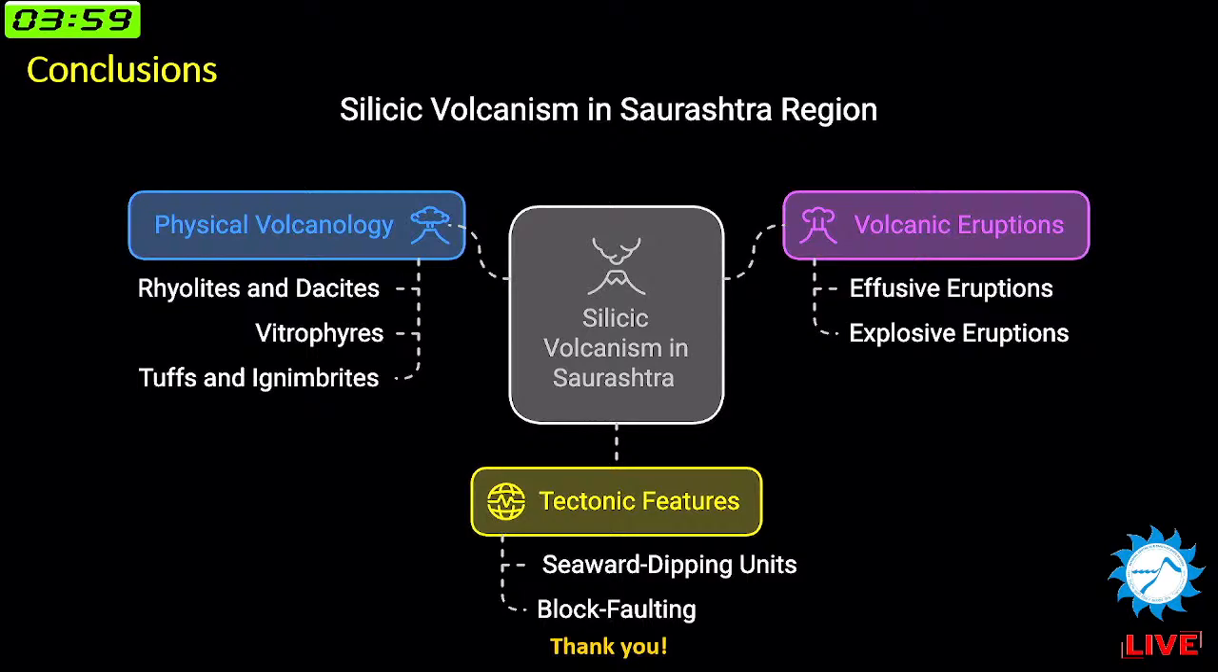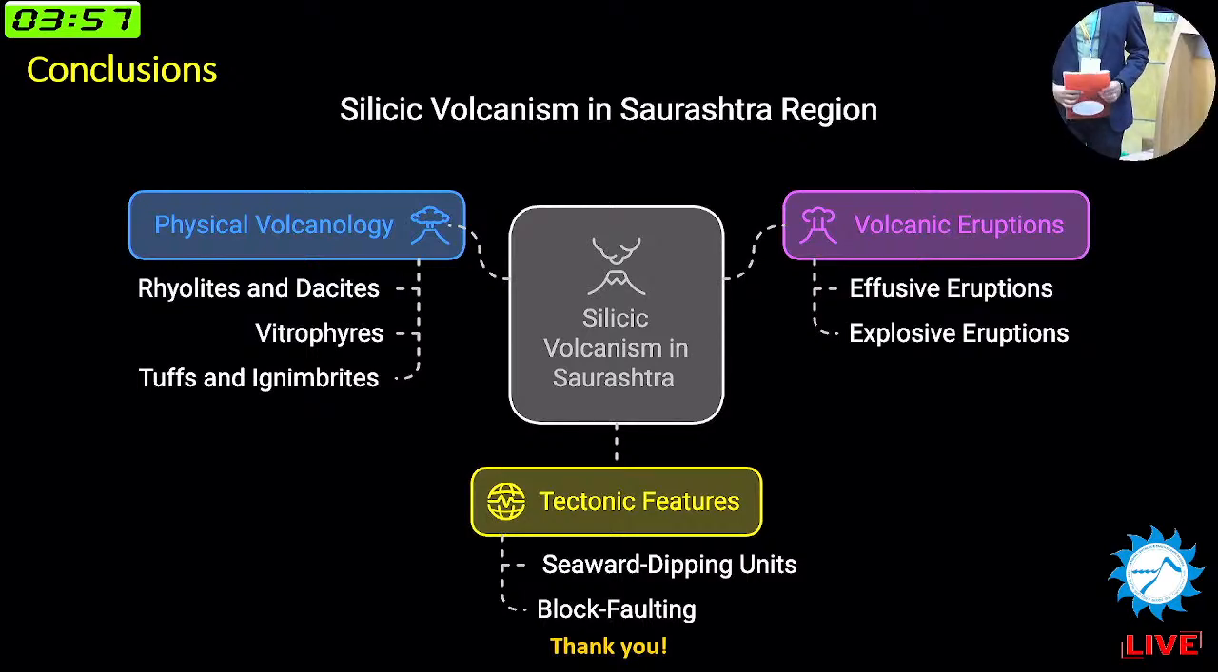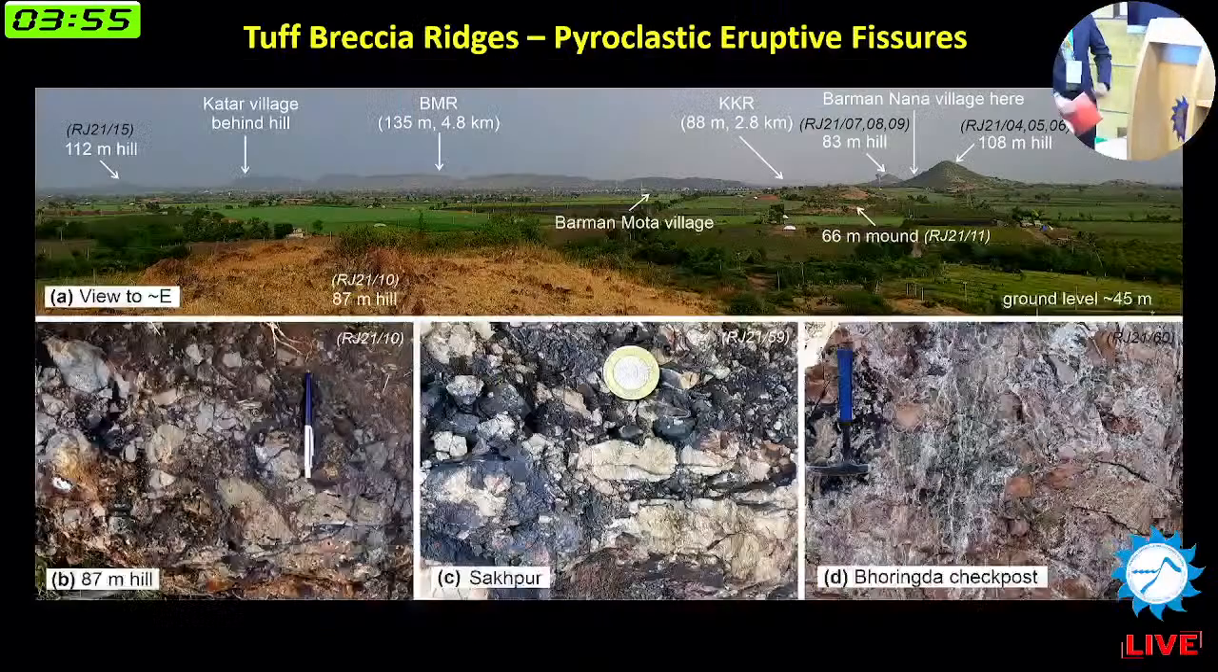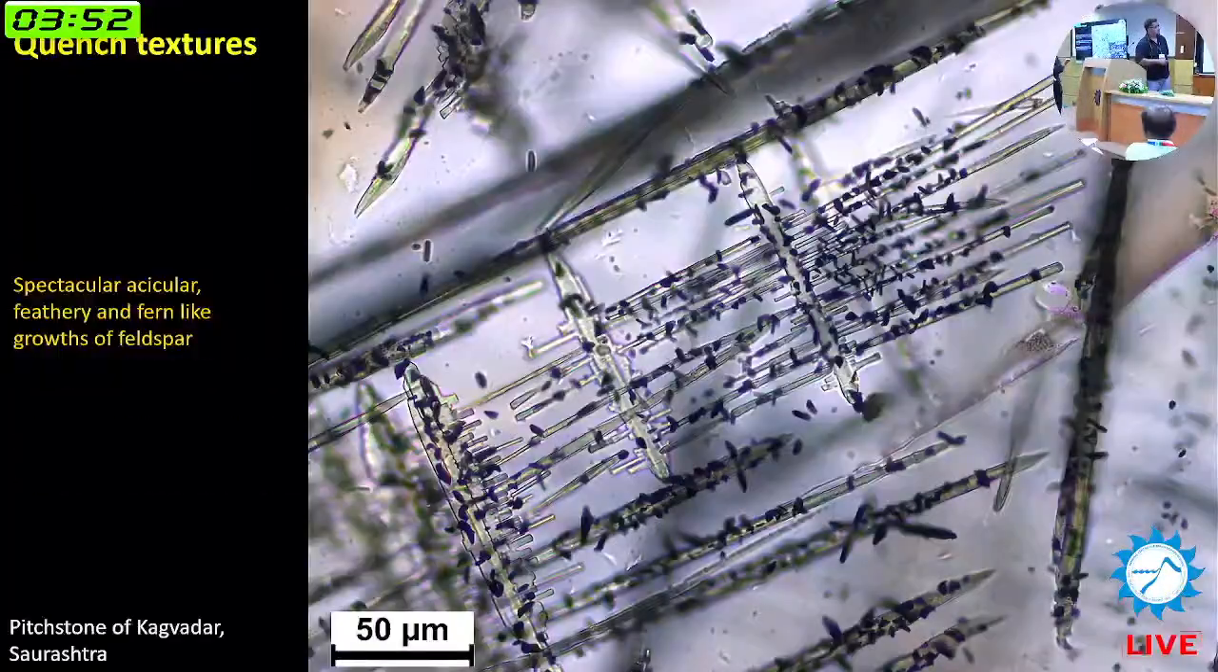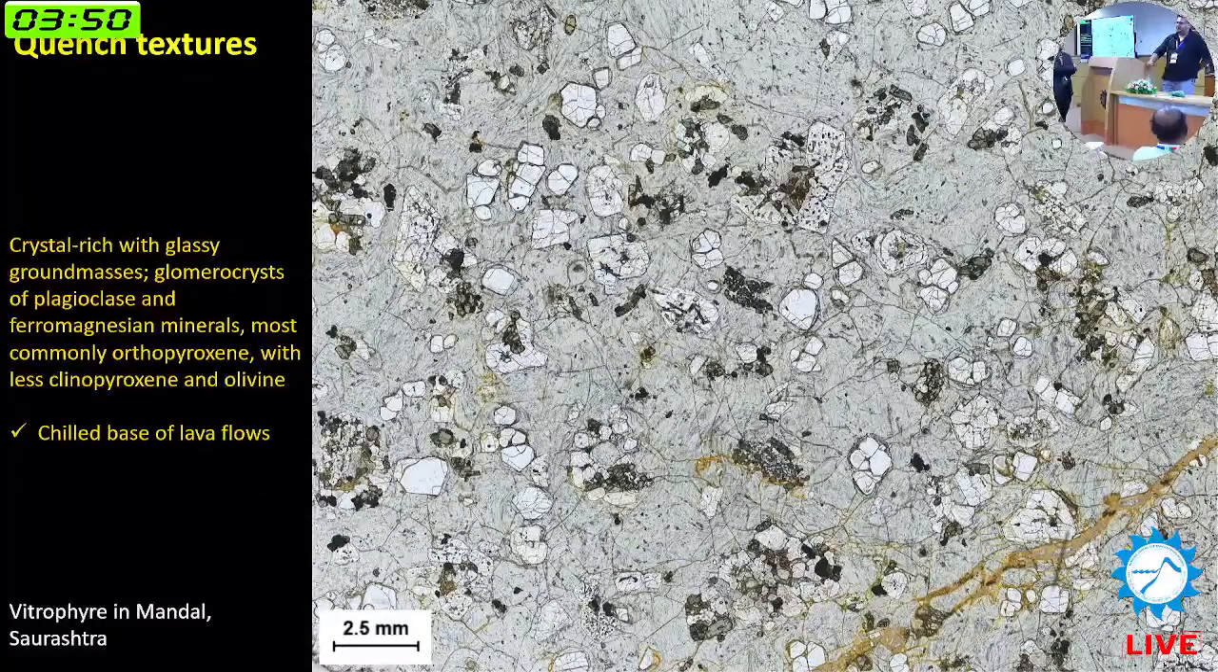I am just curious, you showed olivine with rhyolite. Yes, sir. What's the composition of that olivine? The thing is, we have not yet carried out the EPMA analysis on them, and there are very rare olivines, like most of them are orthopyroxenes which are present.